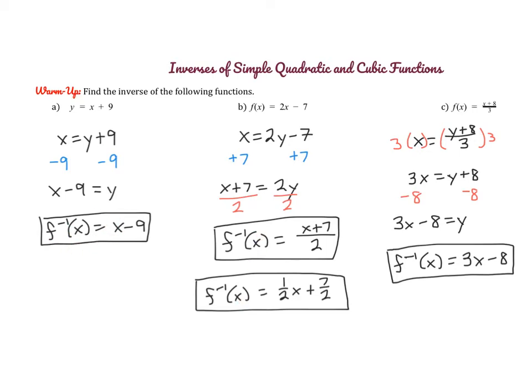For the second one, you can write your answer in two different ways. You can either say x plus 7 all divided by 2, or you could divide the individual terms by 2 and have it look like this. And then for part C, you should get f inverse of x equals 3x minus 8. We're going to be using that same process today with our quadratic and cubic functions.